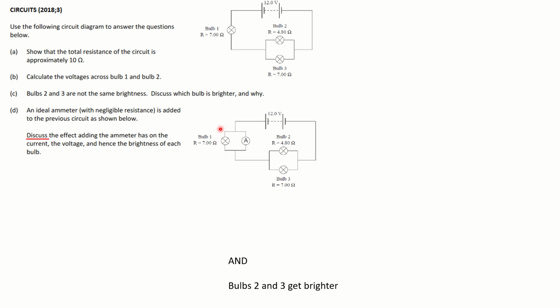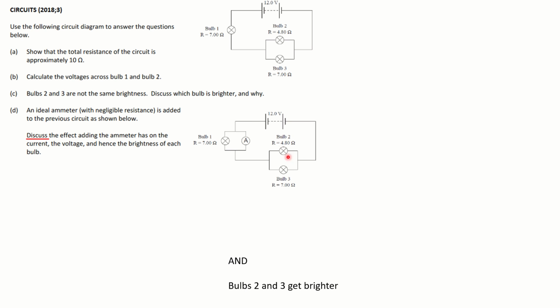So bulb 1 is actually going to go out because it's basically being short-circuited. Therefore, there is more voltage left for bulb 2 and bulb 3, and their resistances remain the same. Therefore, their current will have gone up. The total current traveling through the whole circuit will have gone up, and the total current traveling through each of these sections will have gone up.